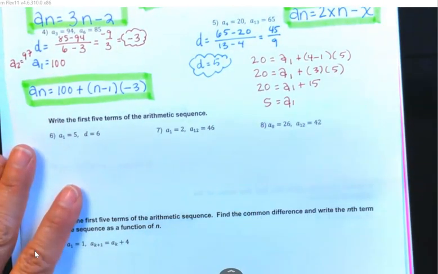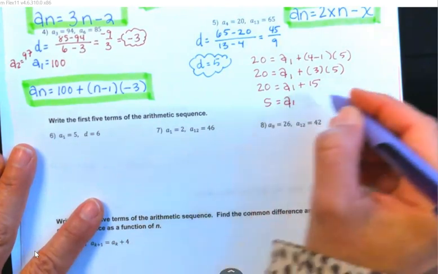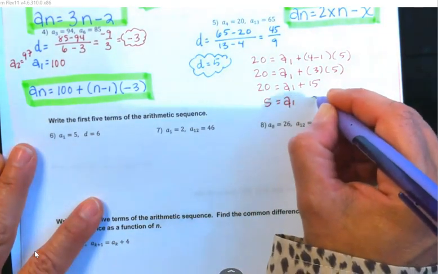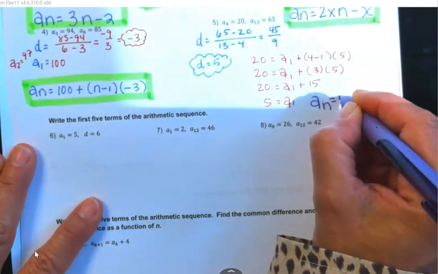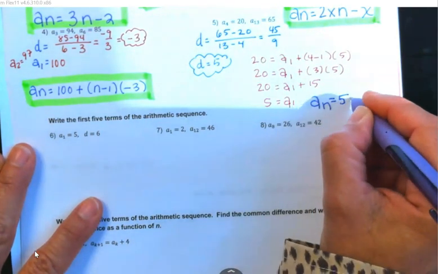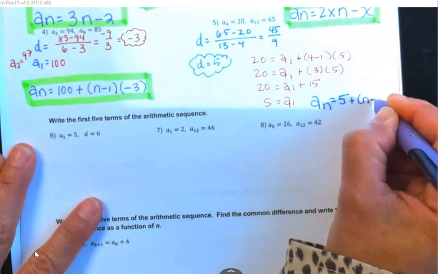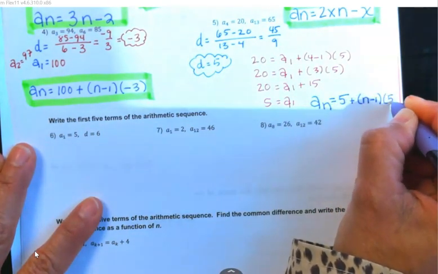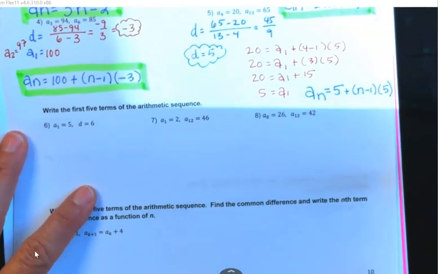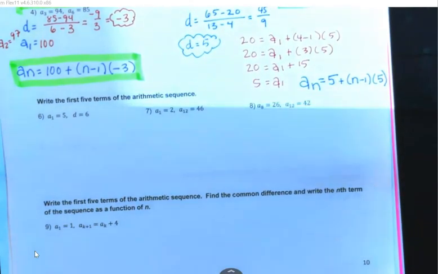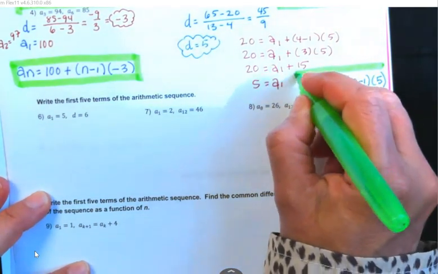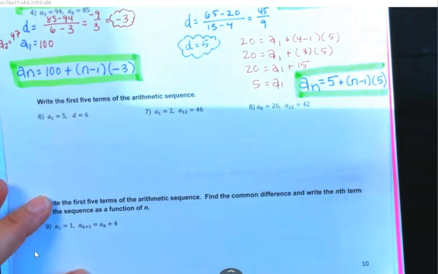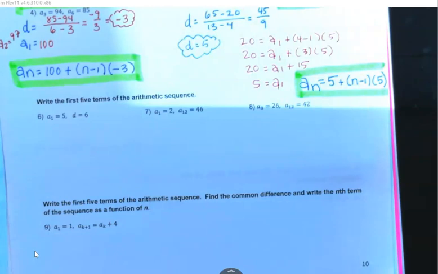So explicit is going to be, I'll write it right here. A sub n equals 5 plus n minus 1 times 5. That was the hardest problem of today.